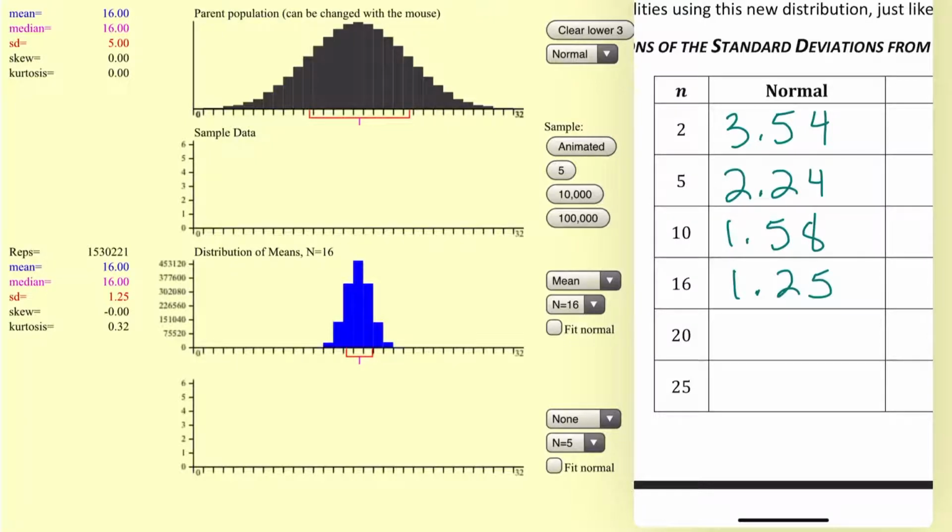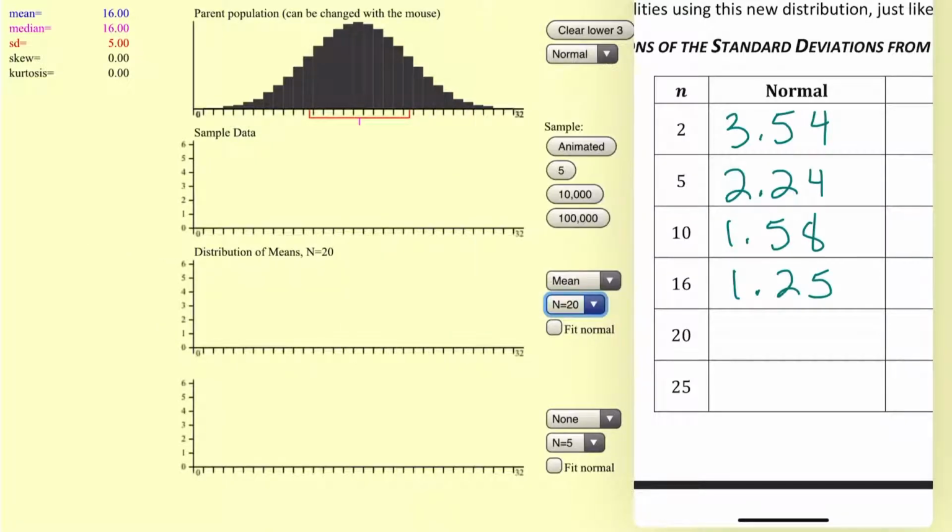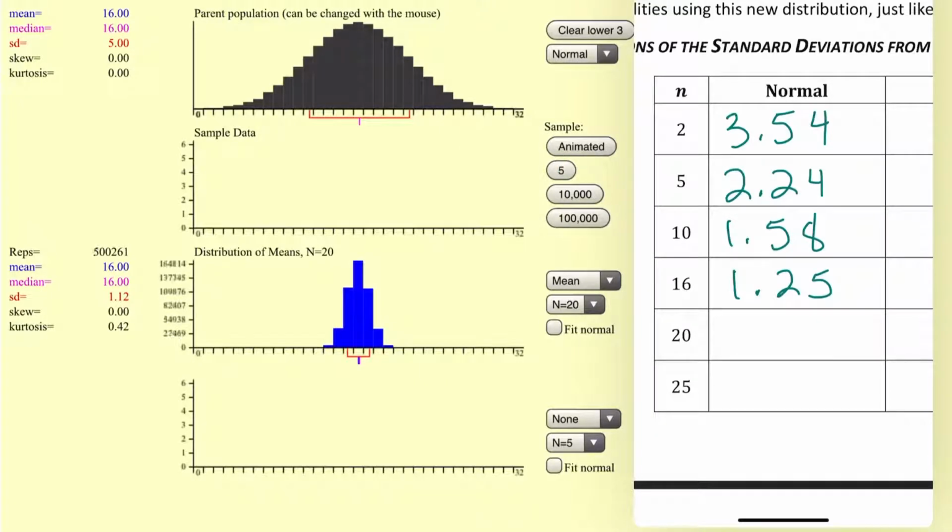All right, let's move up to 20. So I did it 20 times, and then from those 20, got one mean. We can do this over and over and over again. I'm jumping by 5s. So we see it's making that unimodal look. It feels somewhat unimodal. Let me jump up several times. All right, and we get a standard deviation of 1.12.